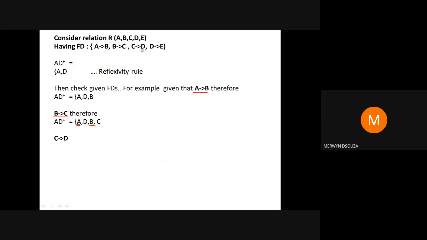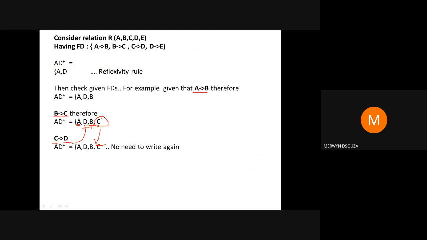So take the next functional dependency, C determines D. The left hand side is C. Is it present in the closure? Yes, it is present in the closure. Therefore the right hand side of this dependency can be included in the closure. Now since D is already present in the closure, there is no need to write it down again. So the answer of the closure does not change. We just repeat this and get the same answer, A, D, B, C. There's no change in that.